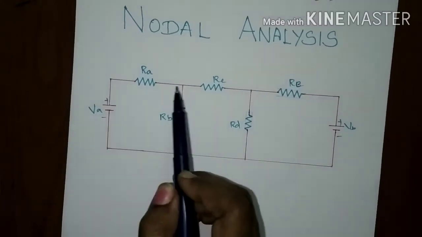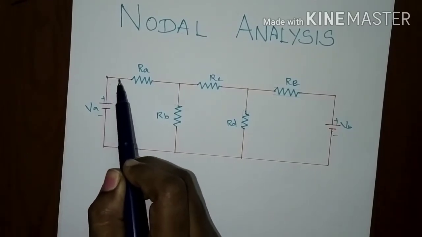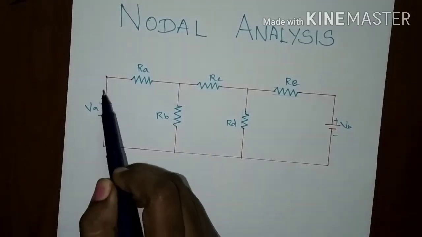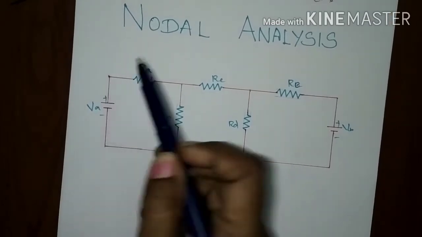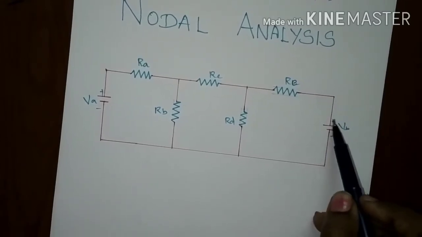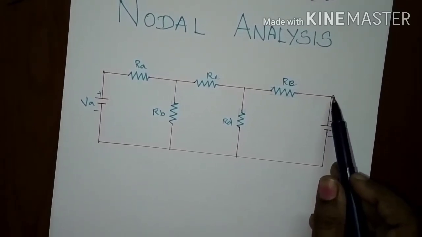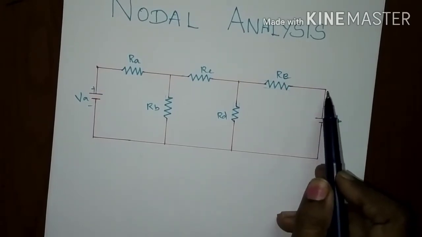In this figure, see here, this is a node which is formed by two branches. One branch from the positive terminal and another branch from the resistance Ra. It is a simple node. Here it is also a simple node formed by the positive terminal of the voltage Vb and resistance Rb. So it is a simple node.